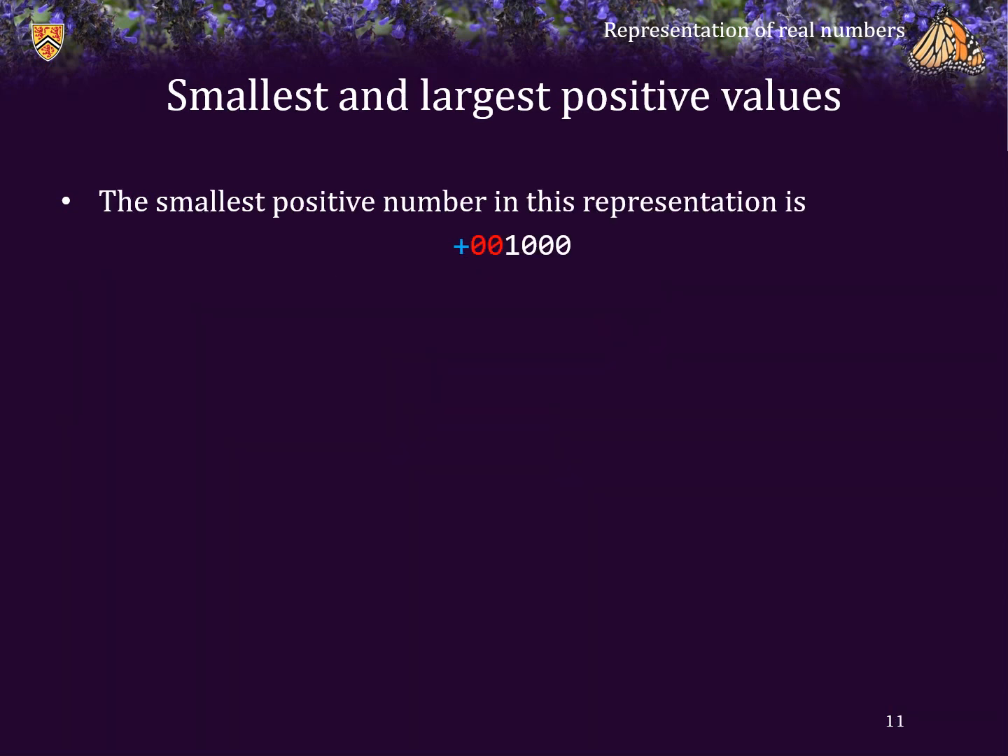Now, with this representation, the smallest positive number is the following. The exponent is 0, the integer component is 1, and all digits in the mantissa are 0. This represents 1.000 times 10 to the 0 minus 49, or simply 10 to the negative 49.